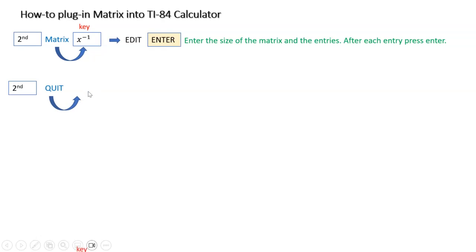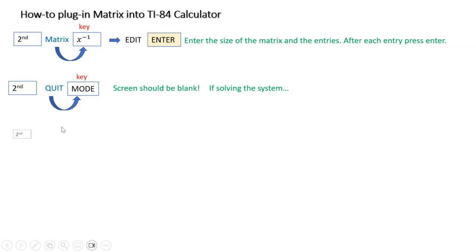Then you're going to go to second quit. The quit key is, I believe, the mode key, but it's in blue. Second quit, and the screen should be blank. That means that the matrix is inside the calculator. It's like a filing cabinet. It will always be there unless you replace it with another matrix, or you reset the memory. That's how you can get rid of it, but if not, it will always be there.